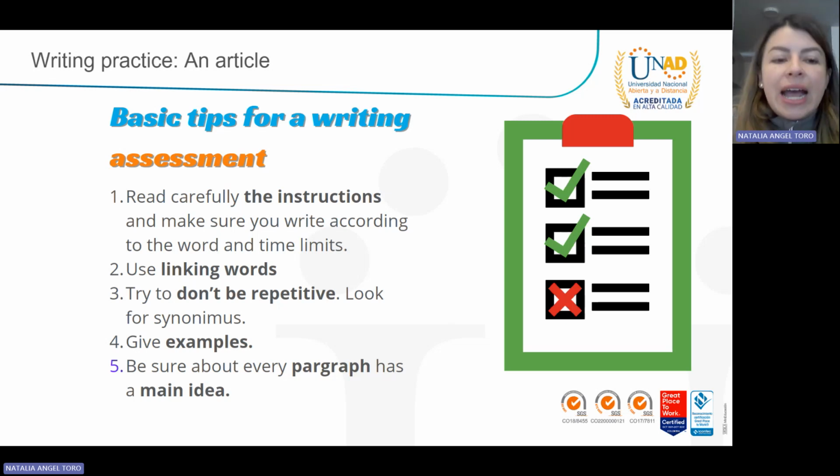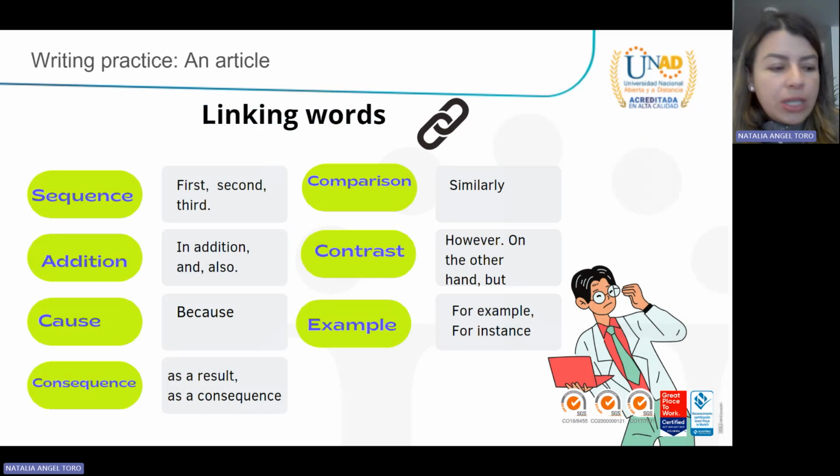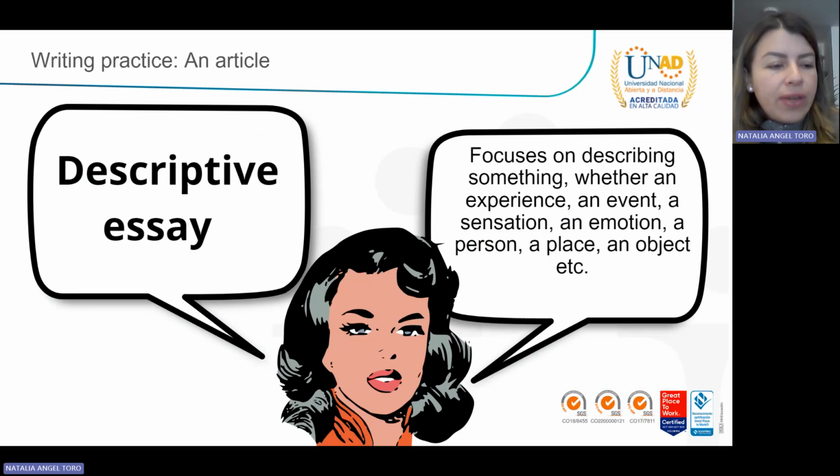Okay. And give an example for sure to be more clear, and be sure that every paragraph has a main idea. So those ones are useful tips for that kind of assessment that we should present. So we are going to write a descriptive essay.